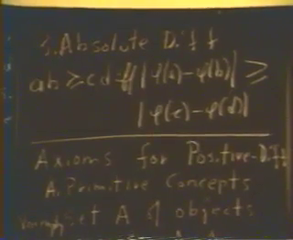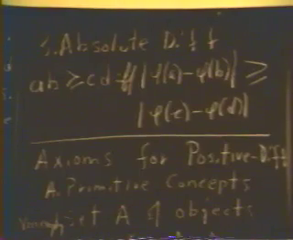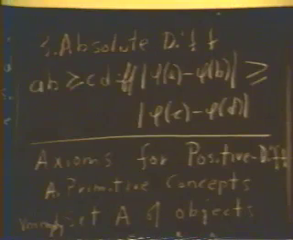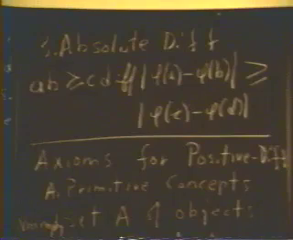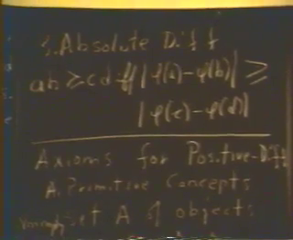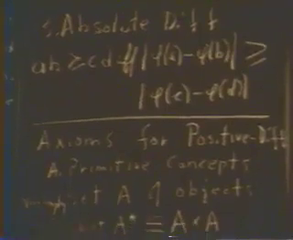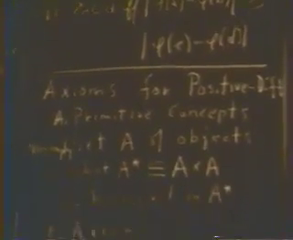Now, the program here is to discuss in decreasing scale these three cases. So we'll start with the positive difference case. And what we want to do is give axioms from which we can prove a standard representation theorem and uniqueness theorem. So let's take a look at the axioms for positive difference.